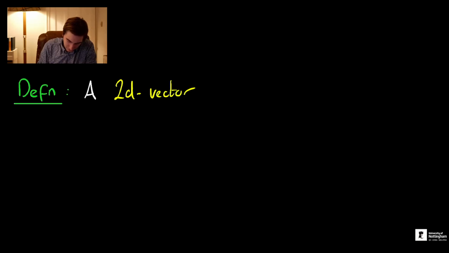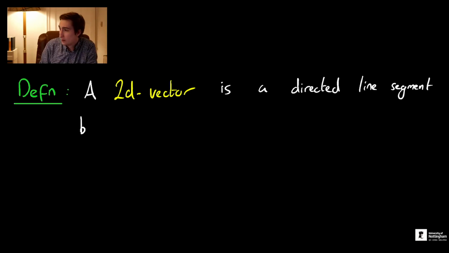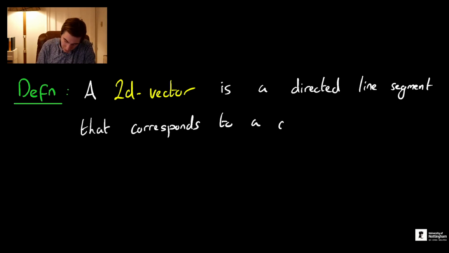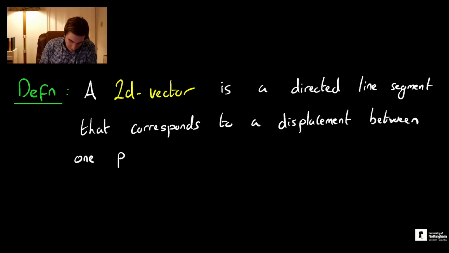So I'll write our definition. We want to say that a 2-dimensional vector, a 2D vector, is a directed line segment that corresponds to a displacement between one point in R2 to another.